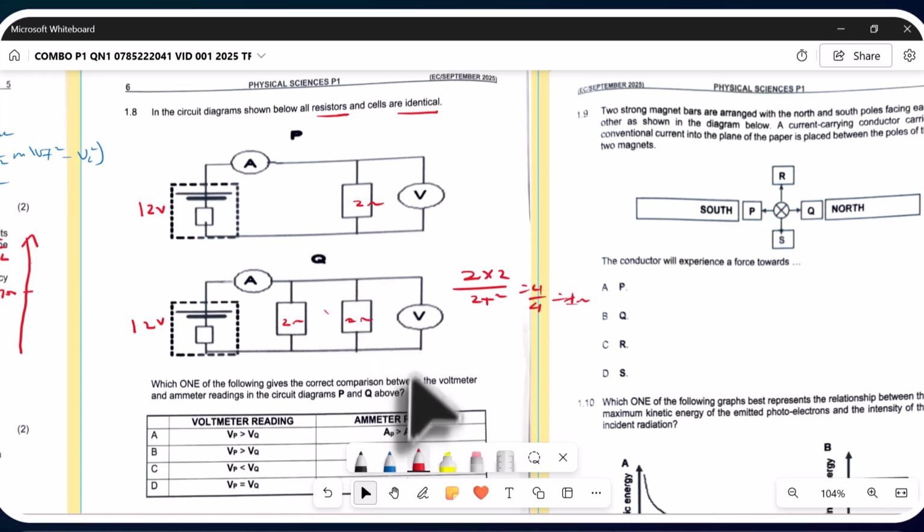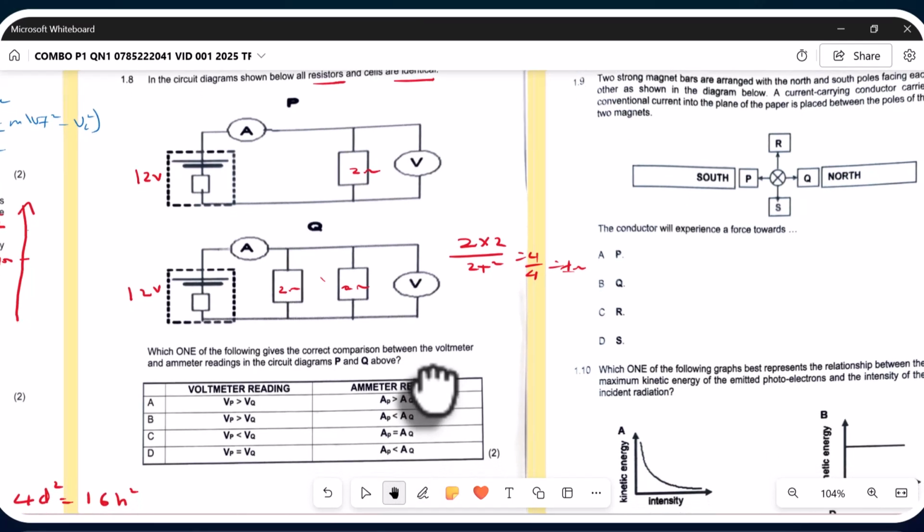I see that our ammeter at Q is bigger than P. So here it is correct. Where it's not correct, I'm talking about the ammeter reading. What about here? Here it is correct. So then when I come to this side, this side is not correct. Now I'm going to choose from B and D.